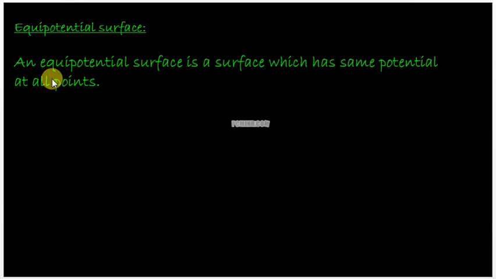In this video, we are going to discuss equipotential surfaces. Now, what is an equipotential surface? As the name suggests, an equipotential surface is a surface which has the same potential at all the points. That means if you have a lot of points on a surface which are at the same distance from the center or a fixed point, then it will have equal potential at all points. So that is an equipotential surface.